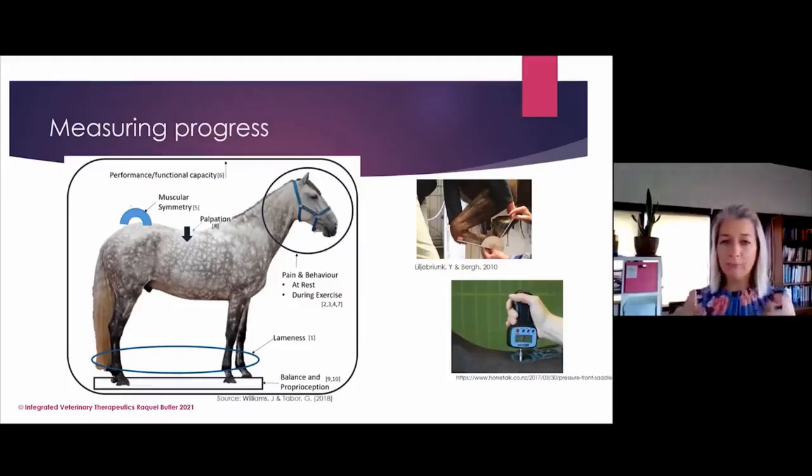Their muscle symmetry, you can palpate for pain, swelling, edema, fibrosis, and tissue tension, where they're at in the palpation, and also assessing balance and proprioception and their performance and functional capacity. Obviously, that is going to be in the exercises themselves, but also as we progress. You can also measure joint angles. This is a goniometer, and pressure algometry for pain aspects as well.